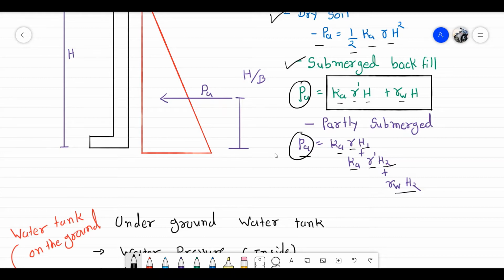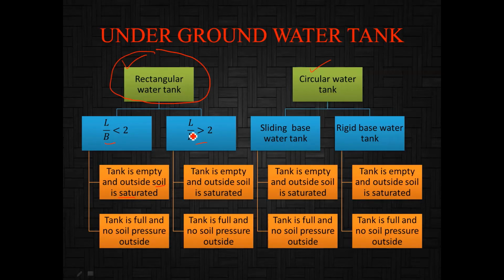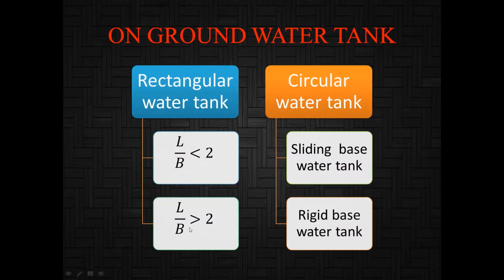These are the simple minor changes while we design an underground water tank. Design method and steps are the same. You can see we have two conditions: tank is empty and tank is full. If the tank is full, no soil pressure outside. If the tank is empty, outside soil is saturated. We design the water tank for these two conditions, and the steps, method and equations are all the same as used in the on-the-ground water tank design.